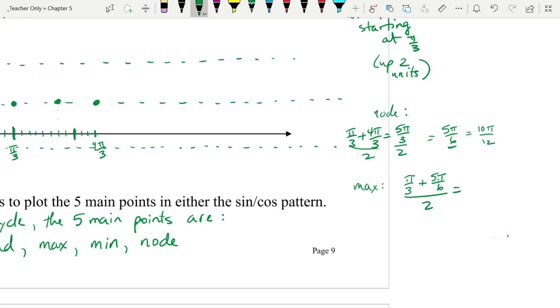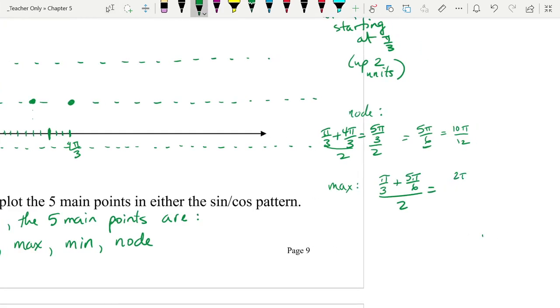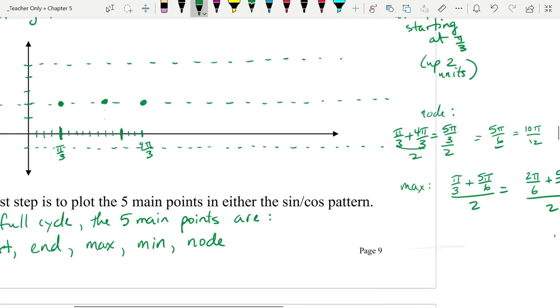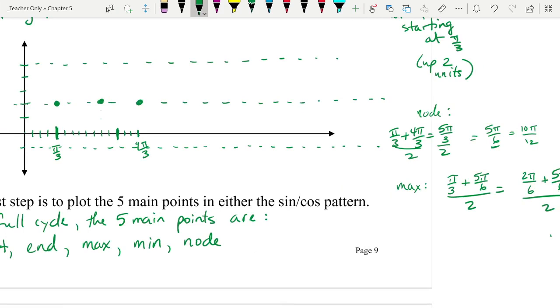There we go. Now I'm going to use my common denominator of sixths. Yeah, this is working. It's 7. I don't know what I was thinking wrong the first time. But there we go. 5 pi by 6, add 2 pi by 6 is 7 pi by 6. But I'm dividing that by 2, so it's 7 pi by 12. There we go. So 1, 2, 3, 4, 5, 6, 7. So I'm going to hit my max right about there.